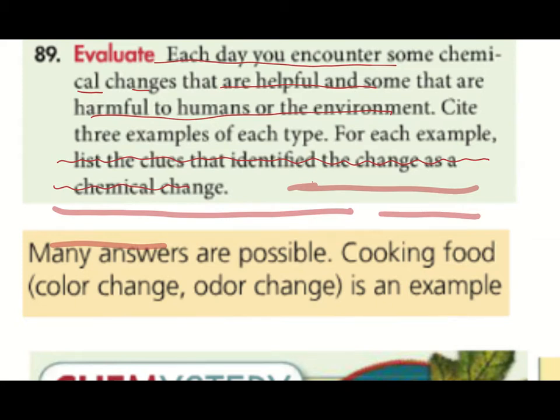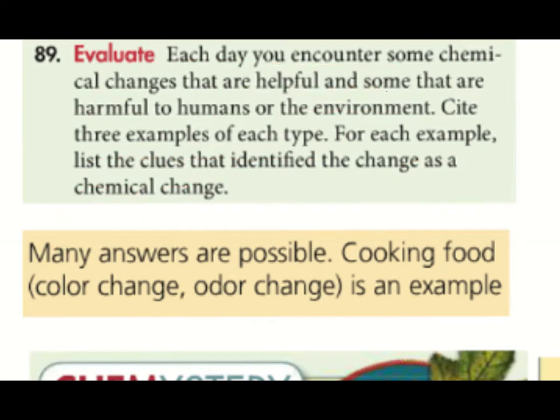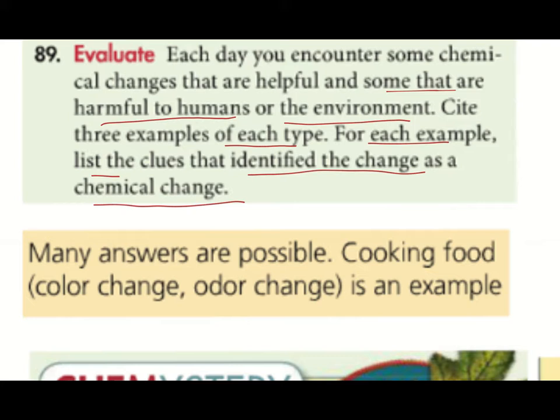Each day you encounter some chemical changes that are helpful and some that are harmful to humans or the environment. Cite 3 examples of each type. For each example, list clues that identify the change as a chemical change. So we are going to give 3 examples of experiments that you encounter every day which prove that there is a chemical change happening.